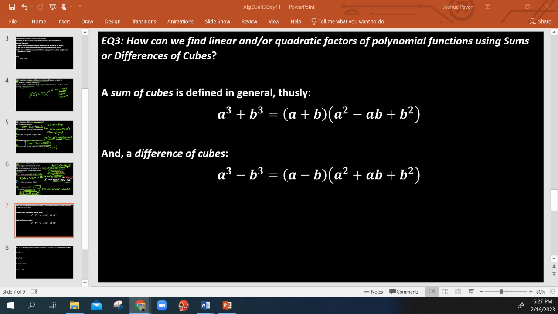Okay, so this is the third and final video for day 11 of Unit 3 in Algebra 2. And it turns out I was right. It was going to take three videos. Anyway, this video just talks about sums and differences of cubes and how we can use them to factor polynomials. It's really simple.